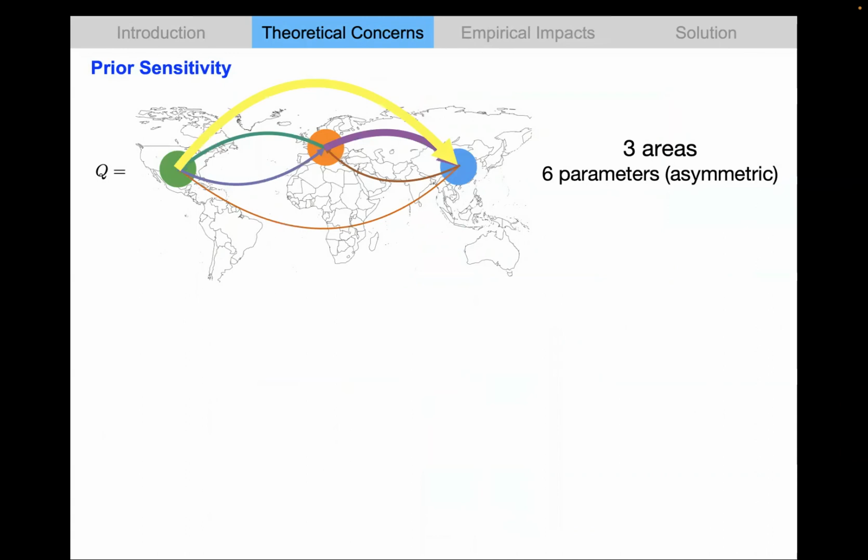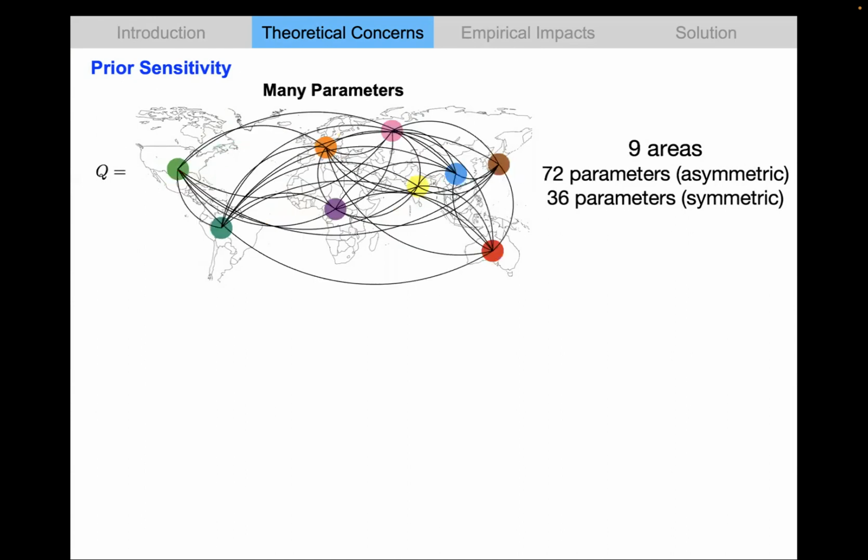To illustrate this, let's look at the model again. Here shows an asymmetric geographic model, meaning that the forward and backward dispersal rates can be different. The dispersal matrix can also be symmetric, where the forward and backward rates are assumed to be always identical. So in this symmetric model, when there are three geographic areas, only three parameters need to be estimated, right? Quite simple.